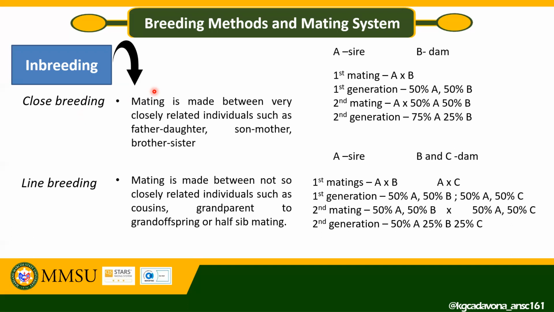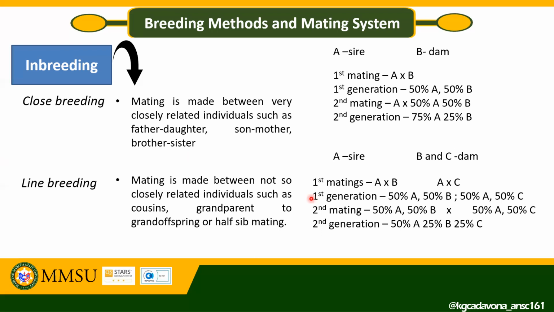Okay, so this typically occurs in the progeny of related parents, which increases the frequency of homozygous genotypes later on. So the first type of inbreeding is close breeding. This is the most intensive form of inbreeding, in which the animals being mated are very closely related and can be traced back to more than one ancestor. An example for this is the mating between father and daughter, mother and son, or brother and sister.